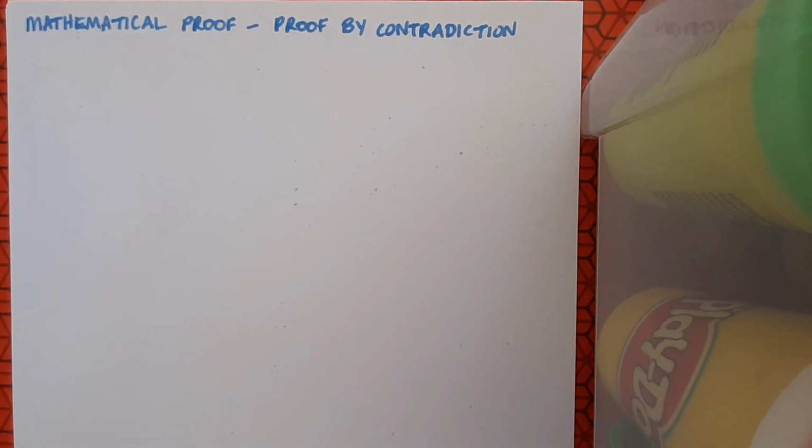This is a video on mathematical proof with a focus on proof by contradiction. Proof by contradiction is basically when you want to prove a statement, but it's hard to prove it directly. So you instead try to prove the opposite of that statement, and then you run into kind of a roadblock or a logical contradiction.